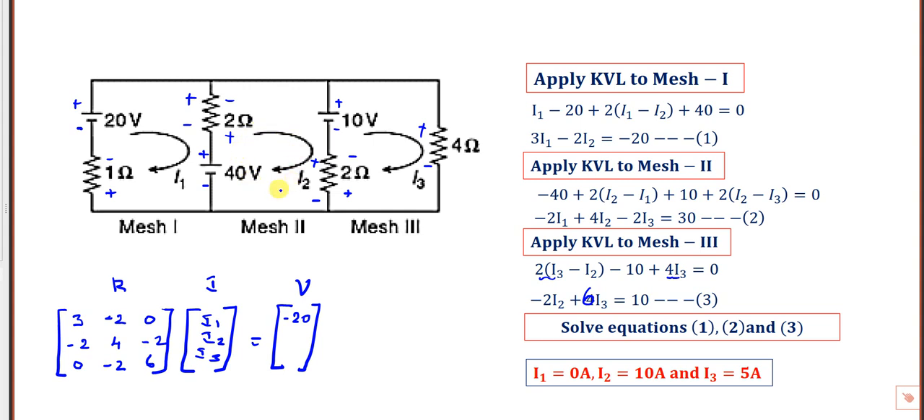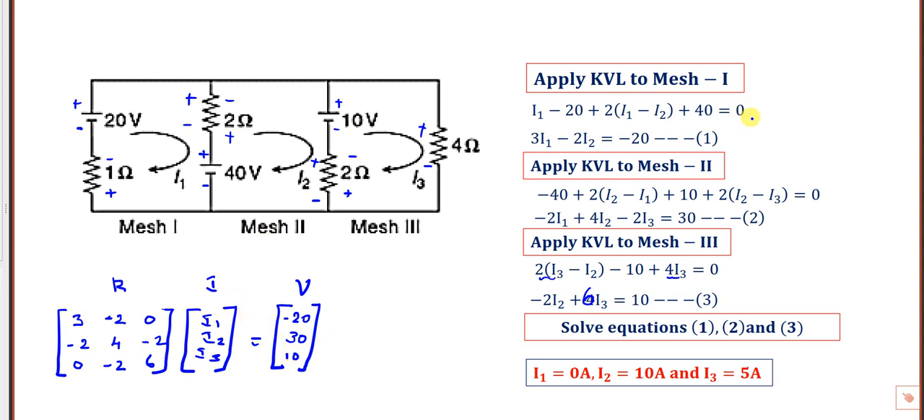Voltage in mesh 2: while writing KVL, minus 40 plus 10 is minus 30. Minus 30 if you bring it to the right side it becomes plus 30. You see the KVL here. And while writing KVL for mesh 3, we got minus 10, and if you bring it to the right side, it becomes plus 10.